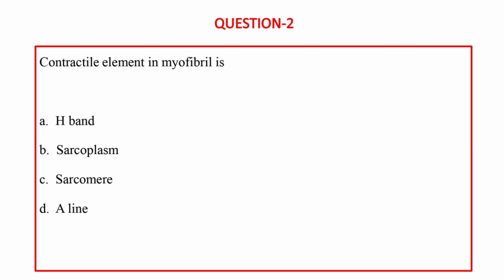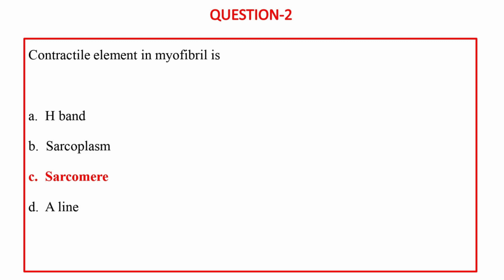Moving on to question number 2. Contractile element in myofibril is A. H-band, B. sarcoplasm, C. sarcomere, D. A-line. The answer to this question is C. sarcomere.